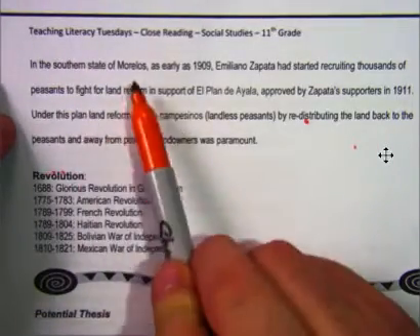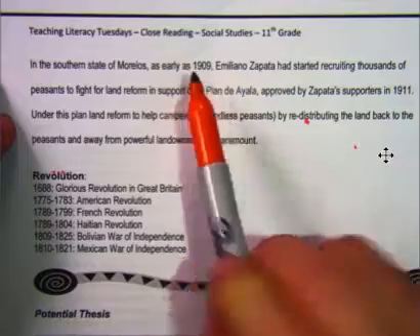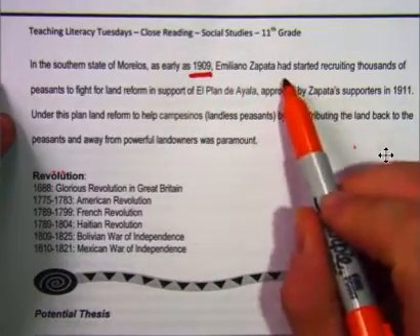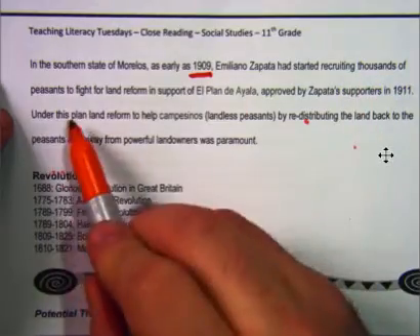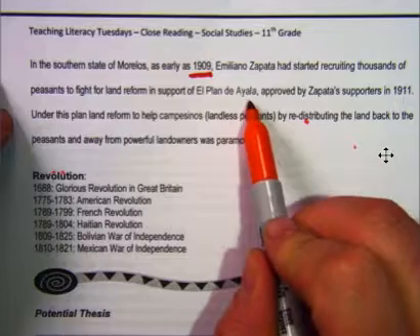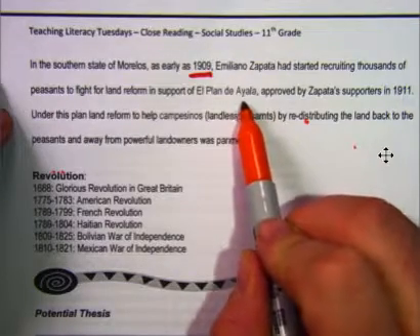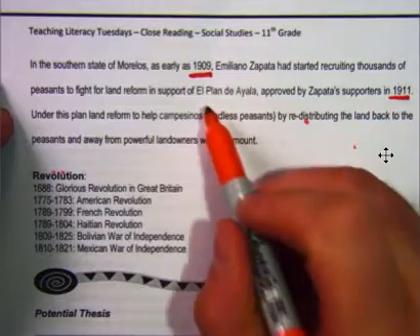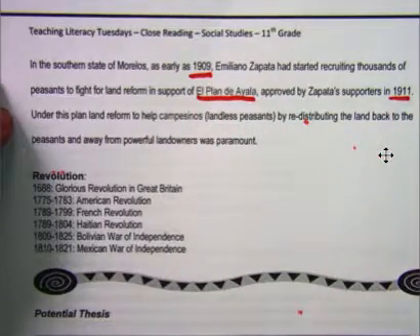In the southern state of Morelos, as early as 1909, here's another date, Emiliano Zapata had started recruiting thousands of peasants to fight for land reform in support of El Plan de Ayala, approved by Zapata's supporters in 1911. So here's a different plan. It's not the same. I have to know what that is too.